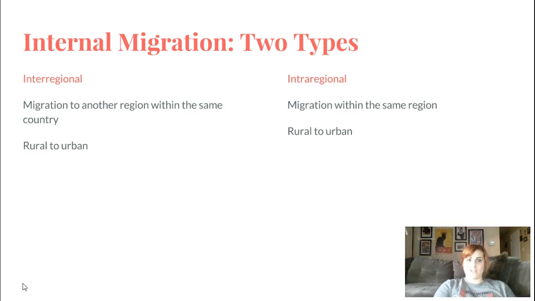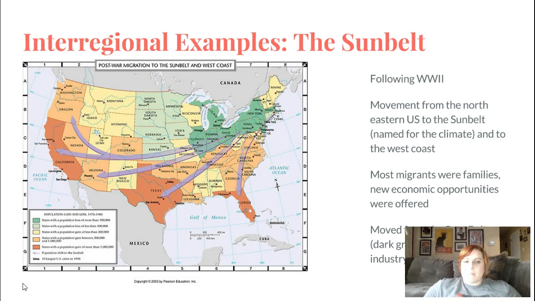So interregional is migration to another region within the same country, and I'll give you some examples of that. And intra-regional is migration within the same region, okay? So most people would do something like if you buy a new house in town somewhere, most likely you're doing intra-regional migration. The trend tends to be, and not so much in the United States, but in most places in the world, rural to urban, meaning typically people move from small towns or the countryside to urbanized locations, which is cities. So here's some examples of interregional movement.